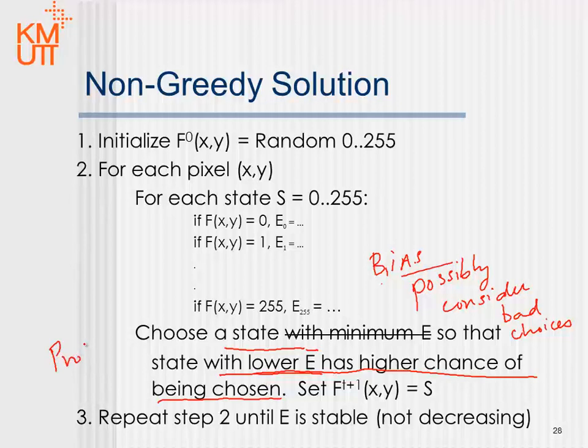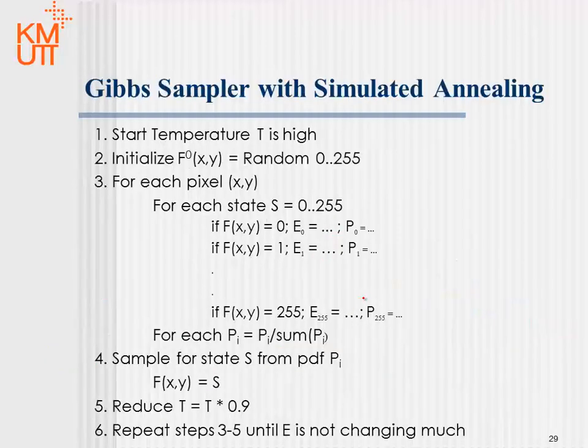So this is a probability thing. We're converting energy into probability, okay? So somehow we need to convert energy. These energies we will convert into probabilities, P1, P2, up to P255, and we'll see how to do that in a moment. And this is what's called simulated annealing.